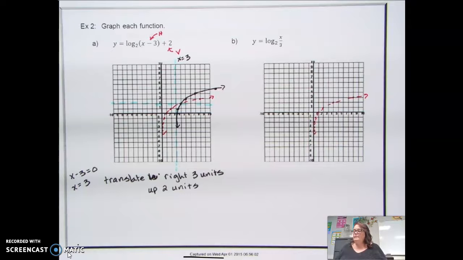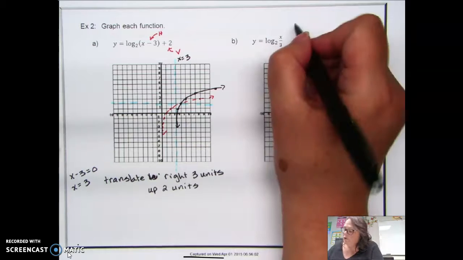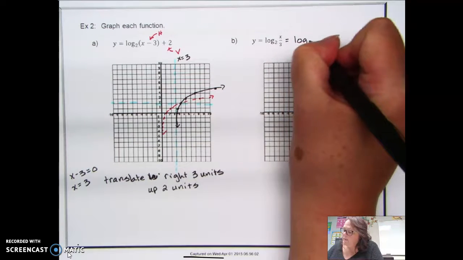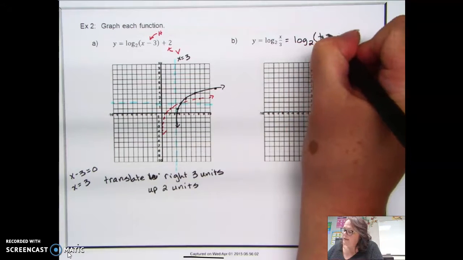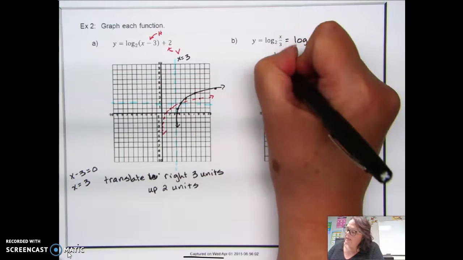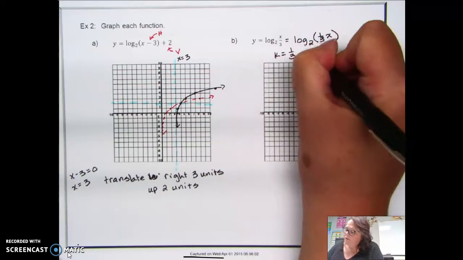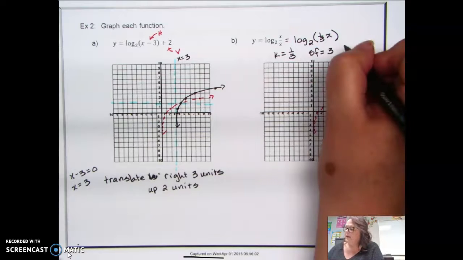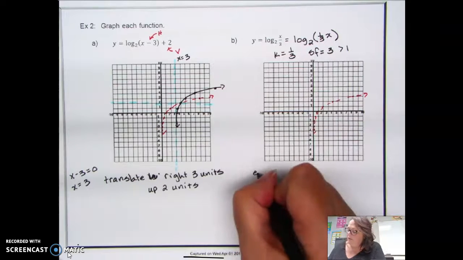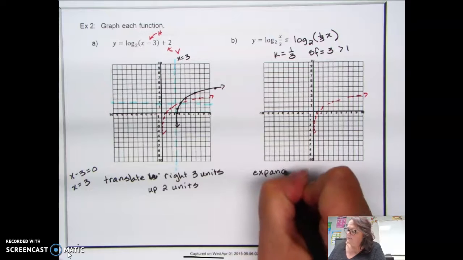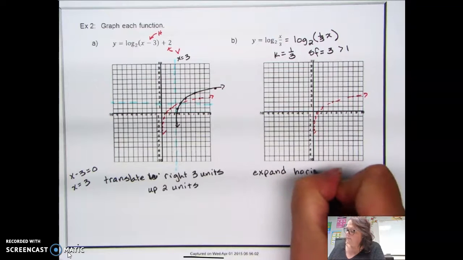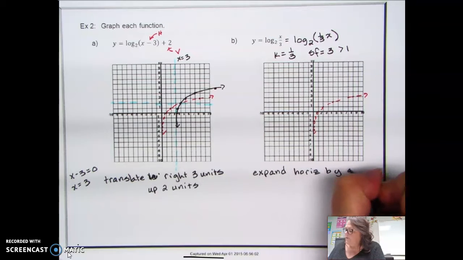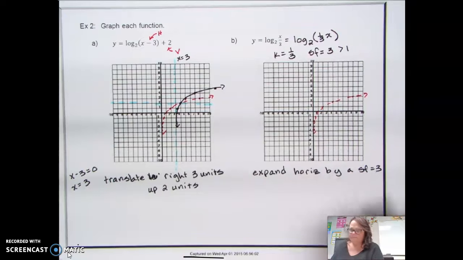All right, so take a moment to see what would we do to B. So you'll notice that we could write this as the log base 2 of 1/3 x. So that means that my k value is 1/3, which means my horizontal scale factor would be the reciprocal, which is 3. And since 3 is greater than 1, that means that we're going to expand horizontally by a scale factor of 3.